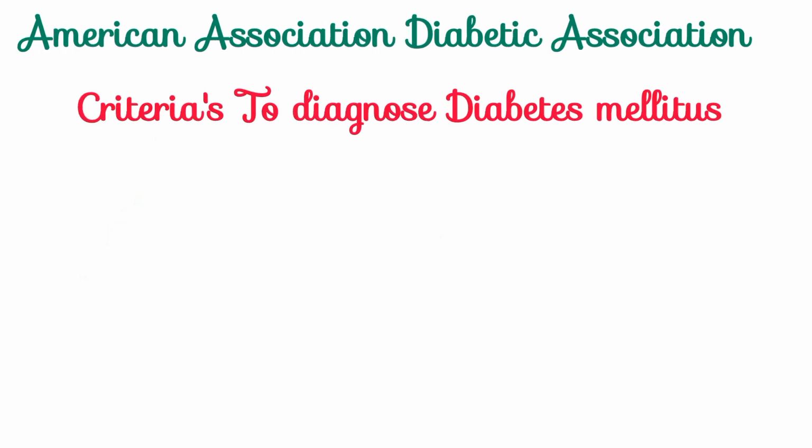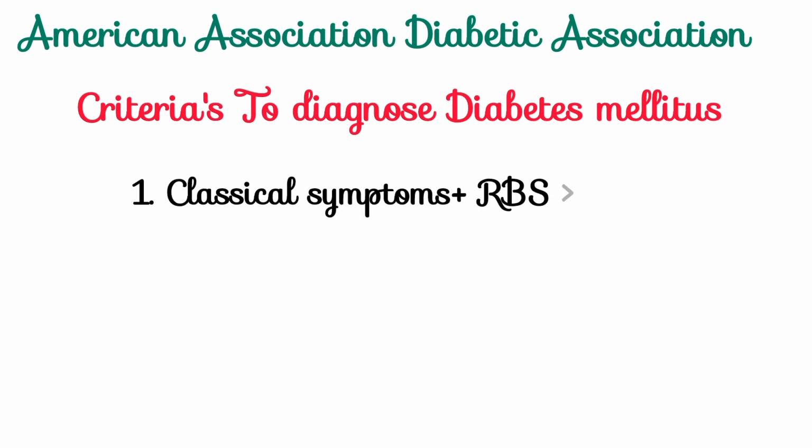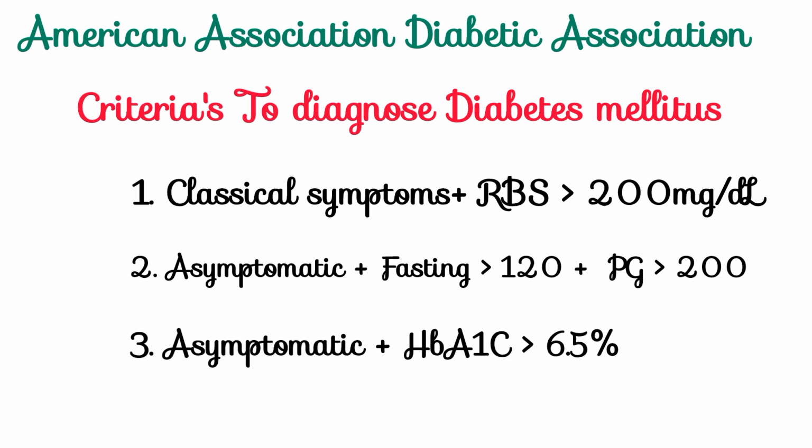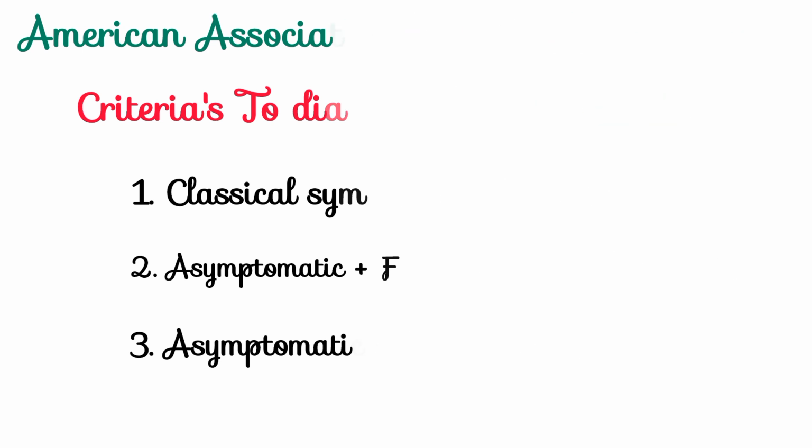According to the American Diabetes Association, for diagnosing diabetes mellitus, one of the following criteria should be present. One is classical symptoms plus RBS greater than 200 mg per deciliter, another is an asymptomatic client with fasting blood glucose level greater than 120 plus 2-hour postprandial blood glucose level greater than 200, and another is an asymptomatic client with HbA1c greater than 6.5 percent.